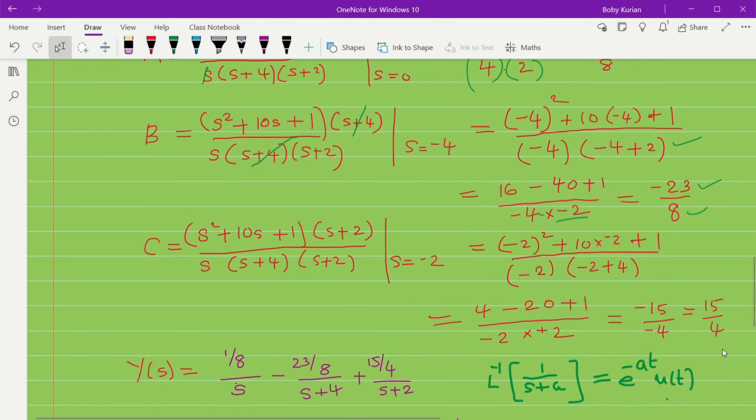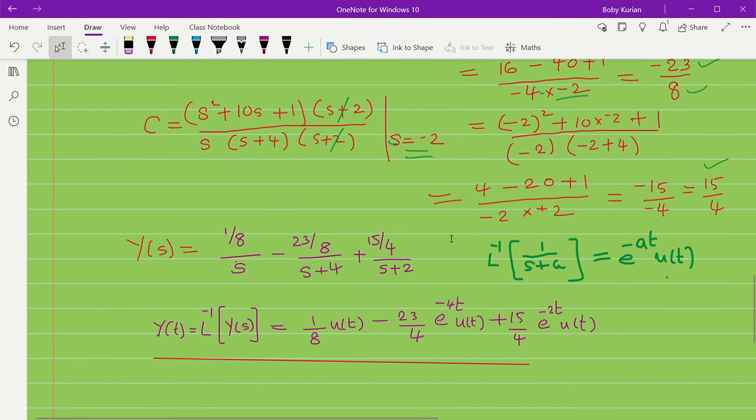In the same way we can find the value of c, so I am not going to explain it. For c the denominator is s plus 2, so we multiply by s plus 2. These two terms cancel out and we put s equal to minus 2. Finally, we get an answer of 15 by 4. So now y of s can be represented as a by s, that is 1 by 8 by s, minus 23 by 8 divided by s plus 4, plus 15 by 4 by s plus 2.